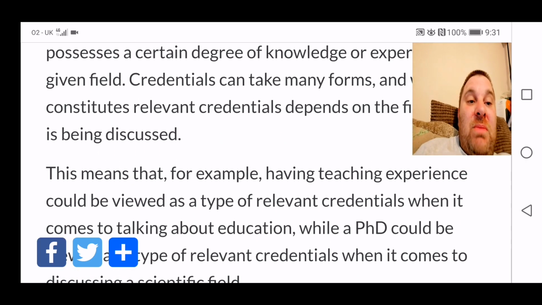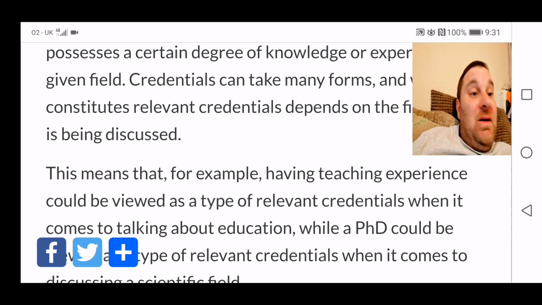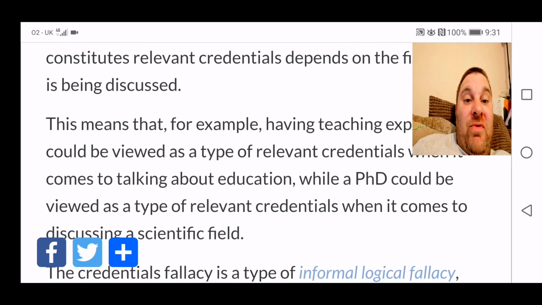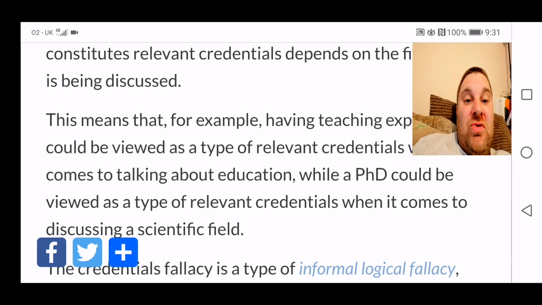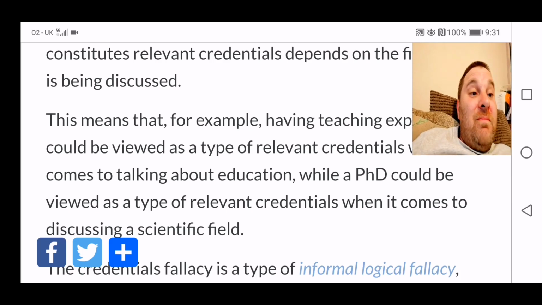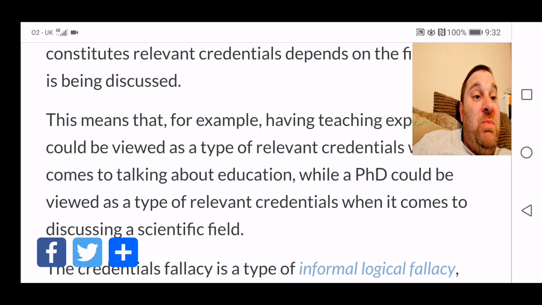This means that, for example, having teaching experience could be viewed as a type of relevant credentials when it comes to talking about education. Like I said, Prussian education system. Or a PhD could be viewed as a type of relevant credentials when it comes to discussing a scientific field. Again, you know what I mean? All this stuff, it's just stuff that's out there. People believe it, they take it in, they take it as gospel and stuff like that. We're actually checking it first.